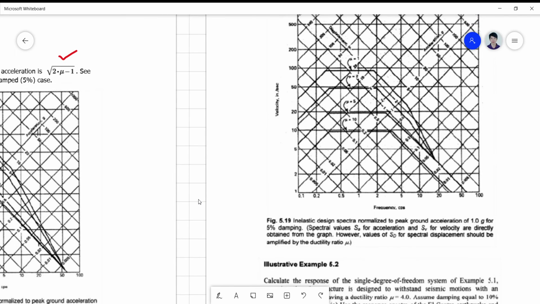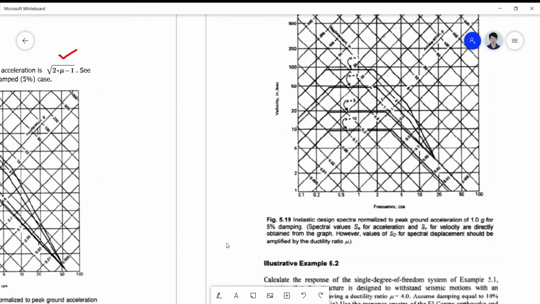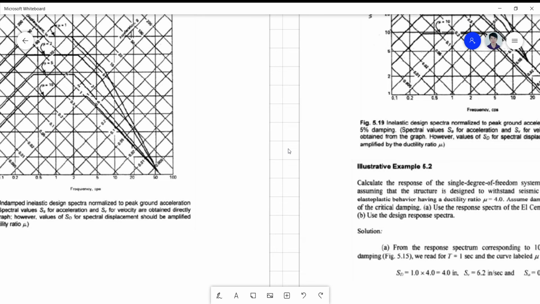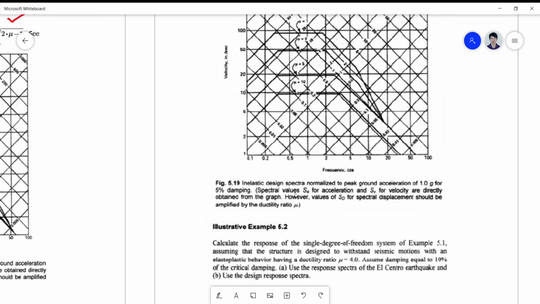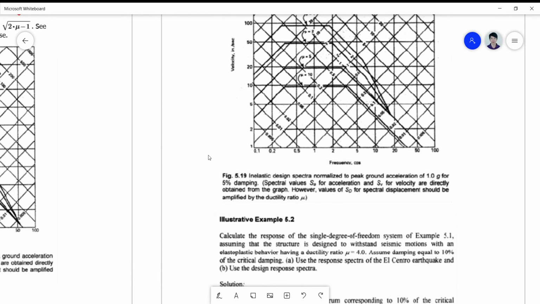Okay, for this part here, there's a note for both figures that the spectral values SA, acceleration, and SV, velocity, are directly obtained from the graph, but for SD, the displacement must be multiplied or amplified by the ductility ratio mu. Okay? So, hindi pa siya carried dito no, sa normalization.